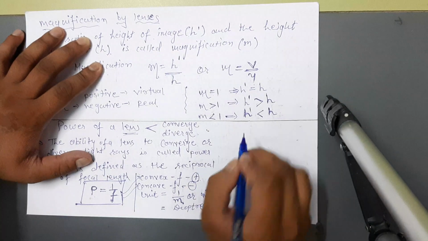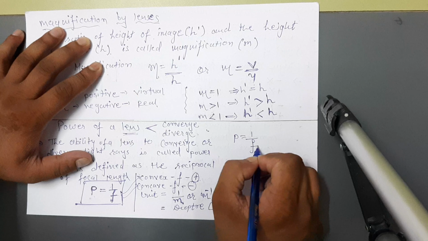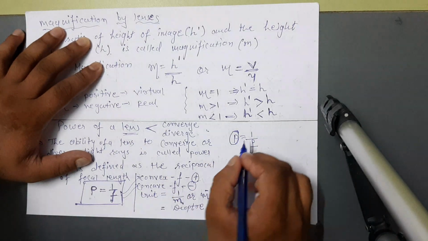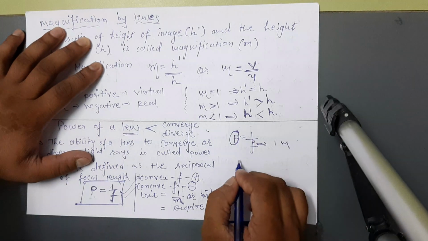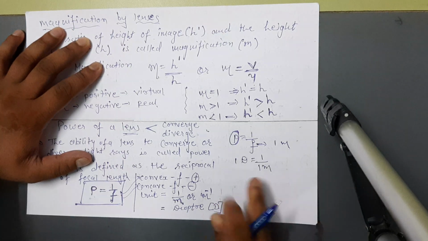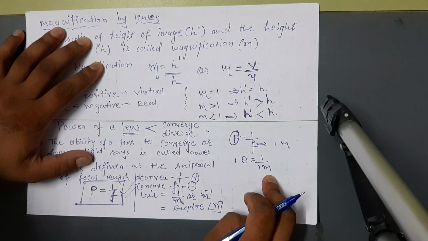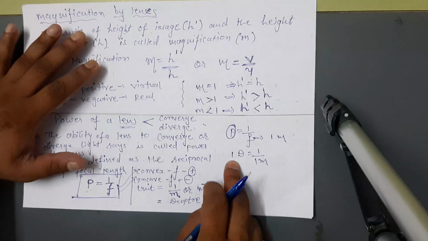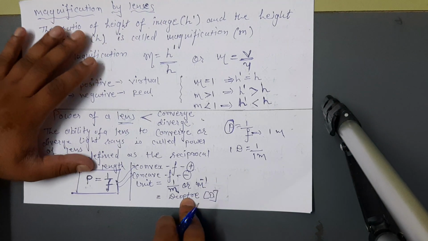So from that we can say that P is equal to 1 by F. If we want this power as 1 diopter, then the focal length must be 1 meter. So 1 diopter is equal to 1 upon 1 meter. If the focal length of a lens is 1 meter, then the power of the lens is considered as 1 diopter. So its unit will be meter inverse or it is also called diopter.